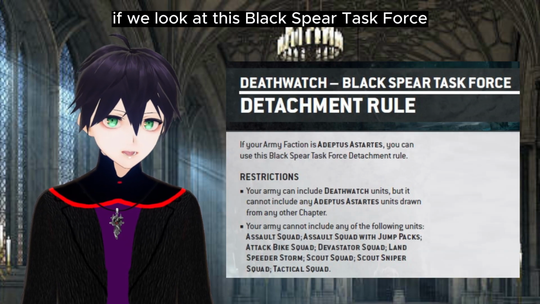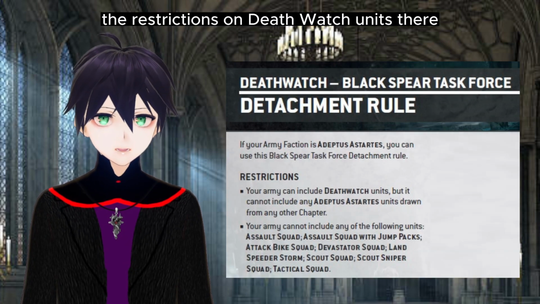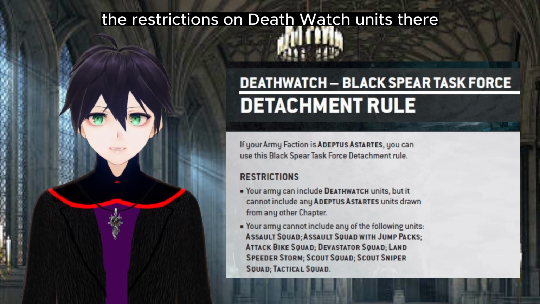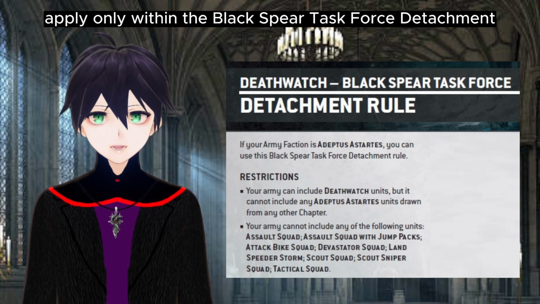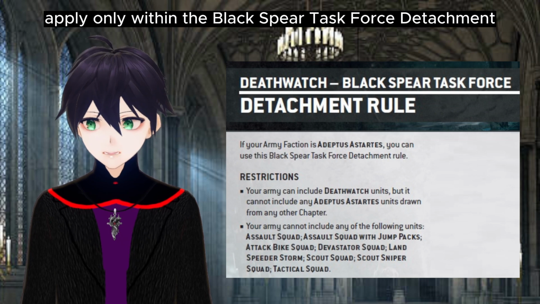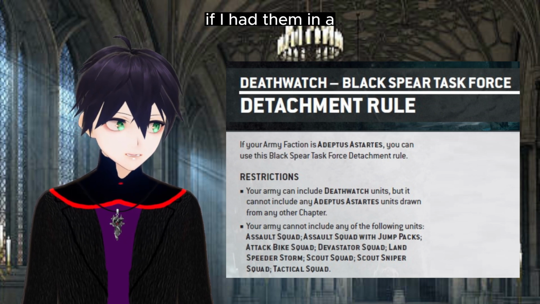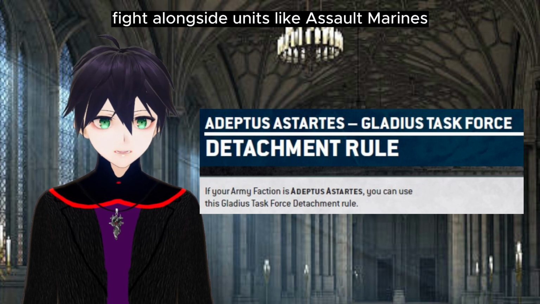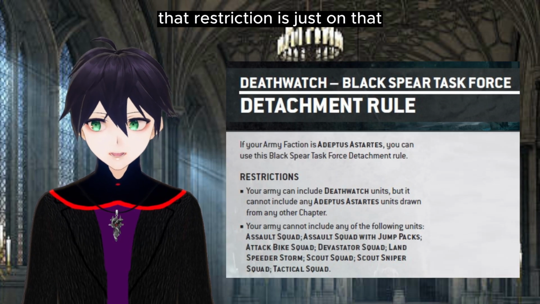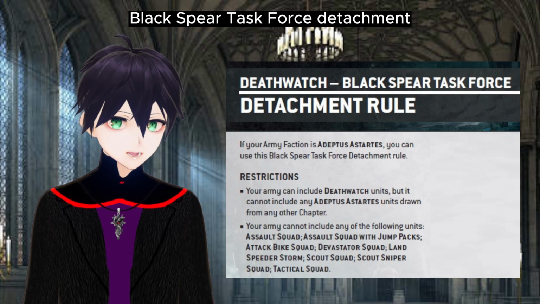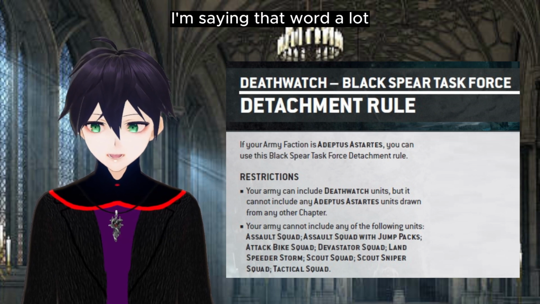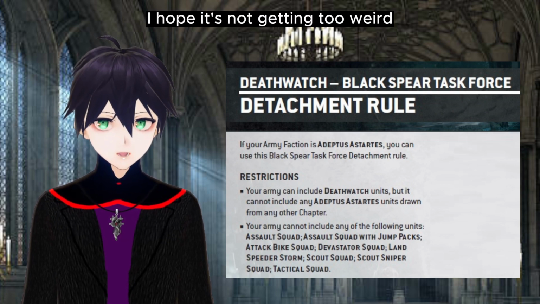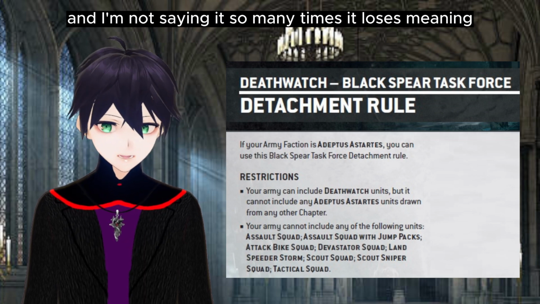Again, if we look at this Black Spear Task Force, the restrictions on Deathwatch units there apply only within the Black Spear Task Force detachment. If I had them in a Gladius Task Force detachment, I could again fight alongside units like Assault Marines. That restriction is just on that Black Spear Task Force detachment. I'm saying that word a lot, I hope it's not getting too weird, and I'm not saying it so many times that it loses meaning.